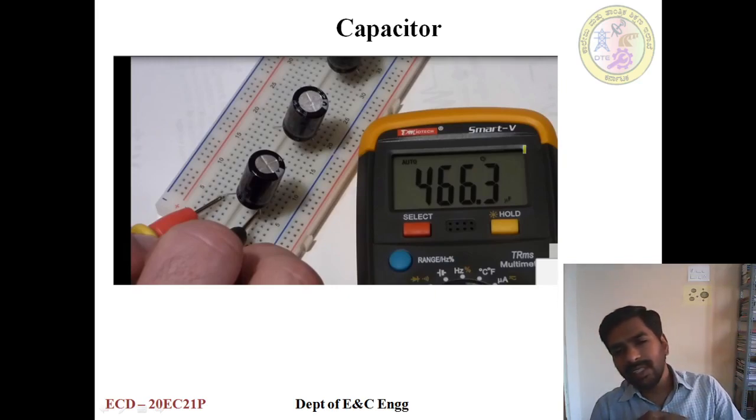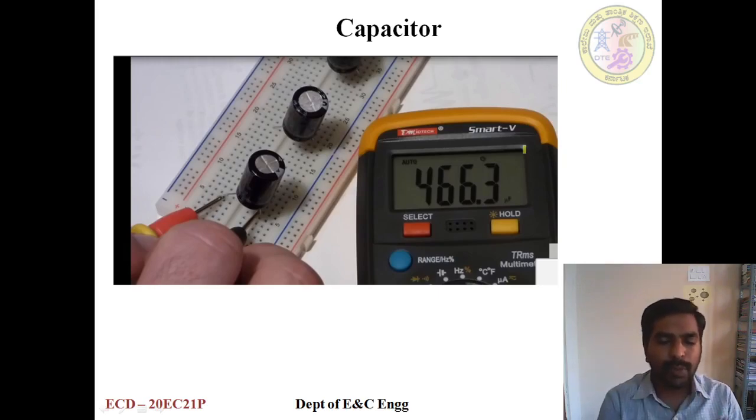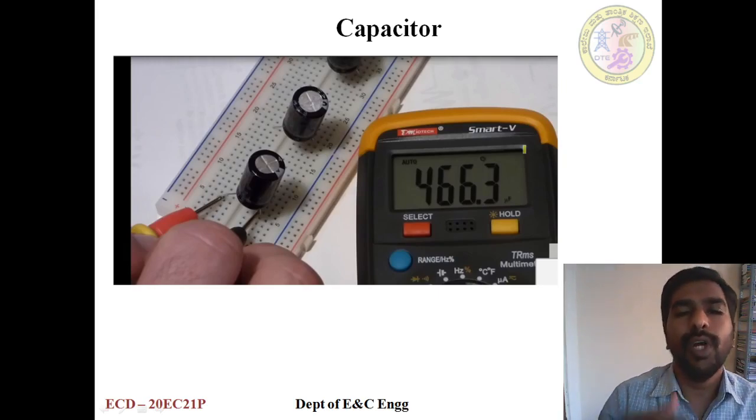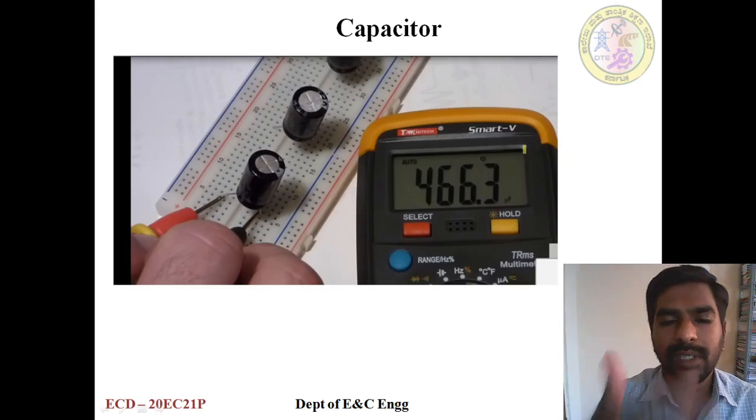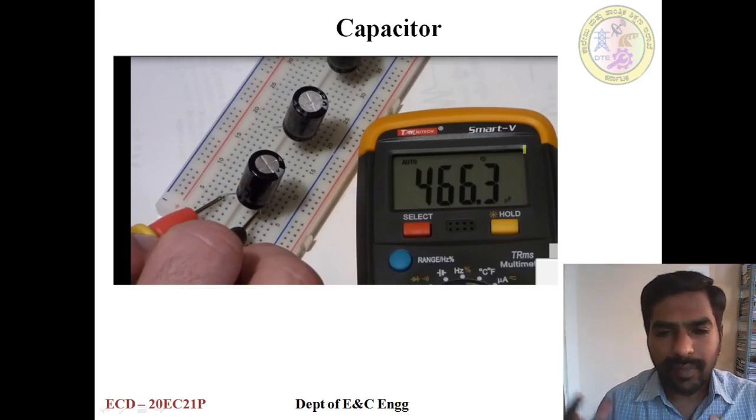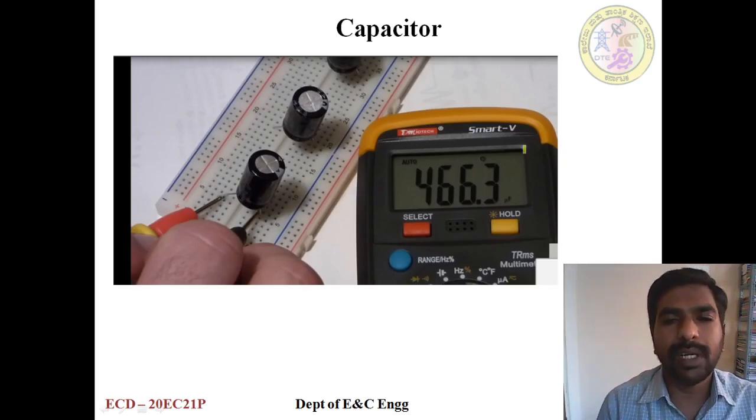You have to take the 3 combinations of the capacitors, and you should measure the value, and you need to calculate the value as per experiment number 1, and you need to verify whether your calculation meets the practical value. That is the conclusion you have to derive from this experiment.